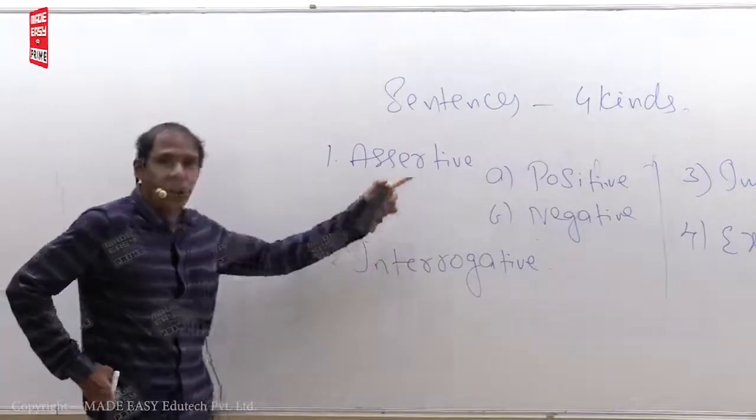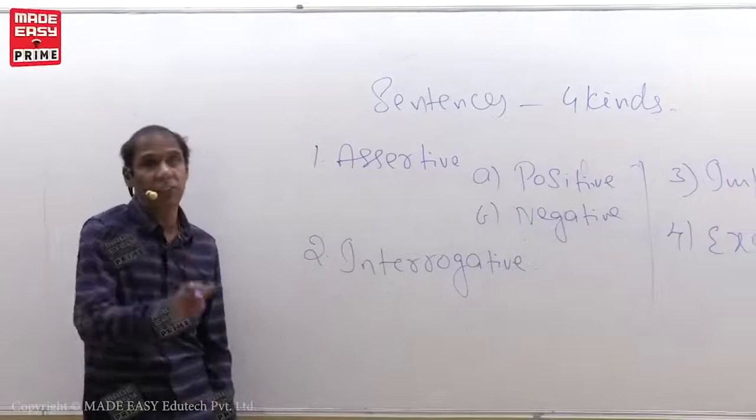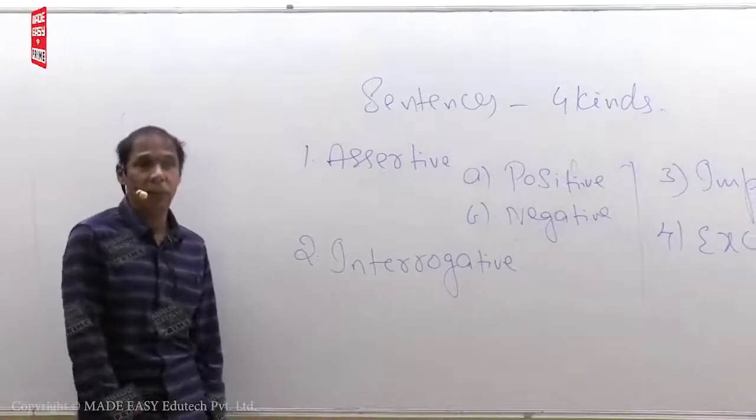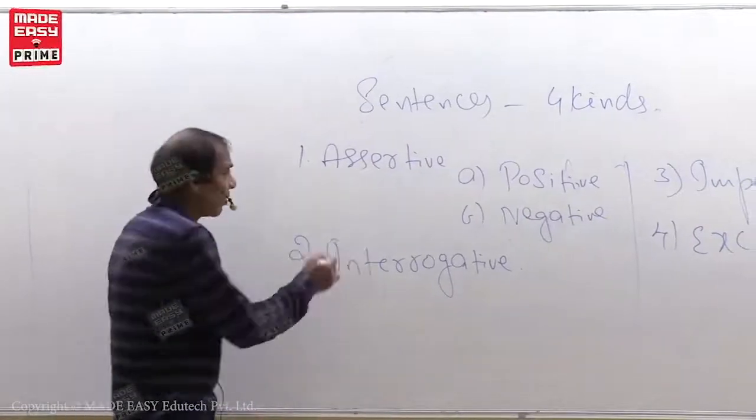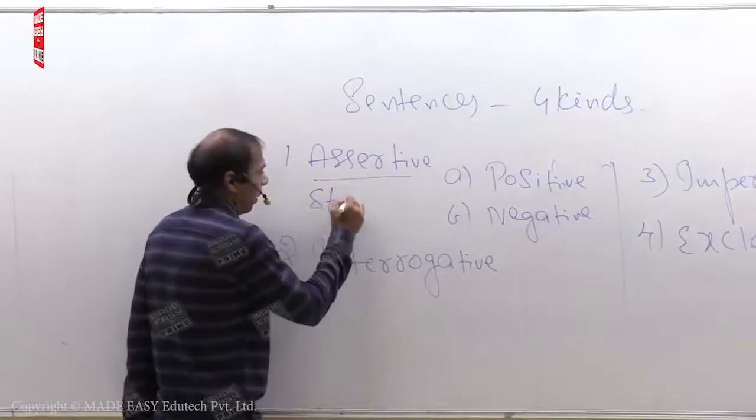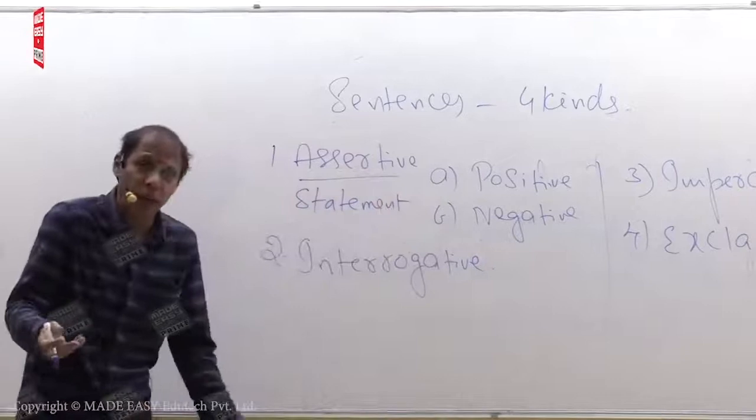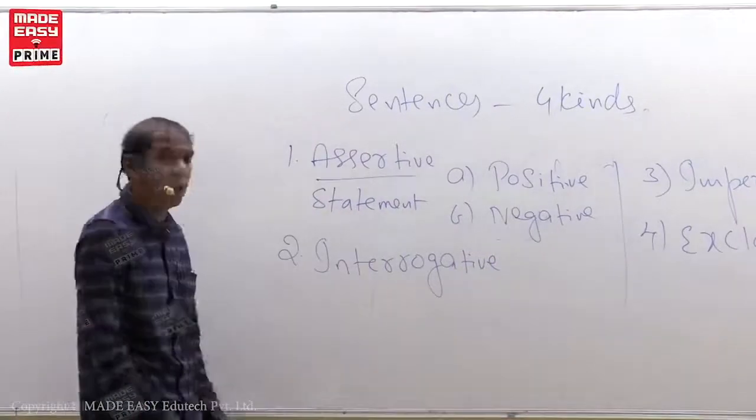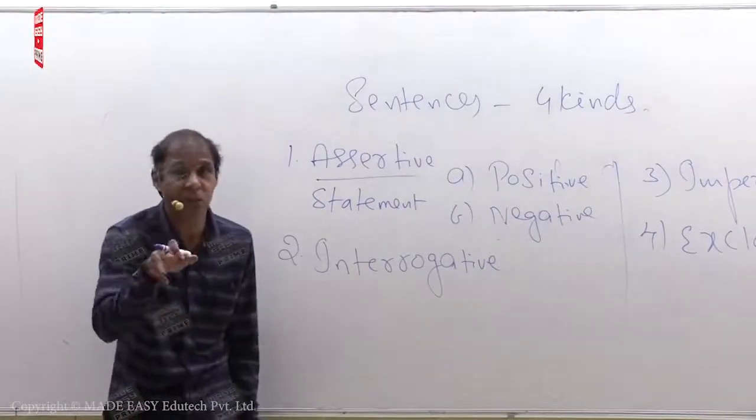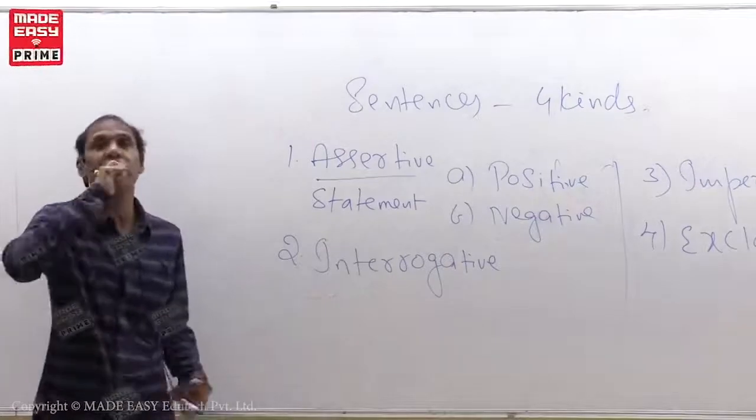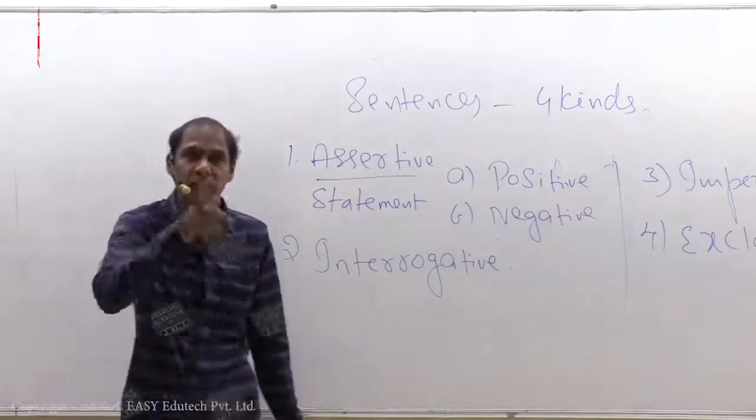What is the first sentence? Assertive. What is the meaning of assertive? Assertion means statement. Assertive means statement. Again, you may be confused. I know your confusion. Sir, what is a statement, sir? Right? This is your doubt. Statement means speaking something.